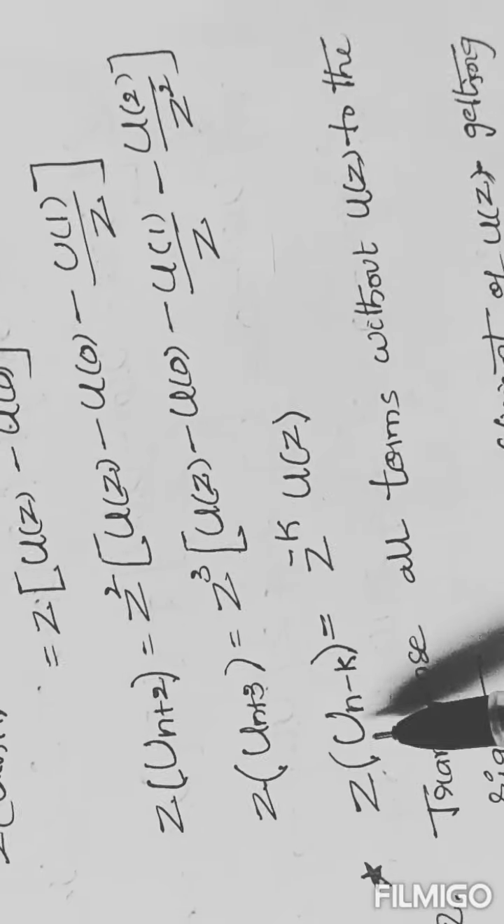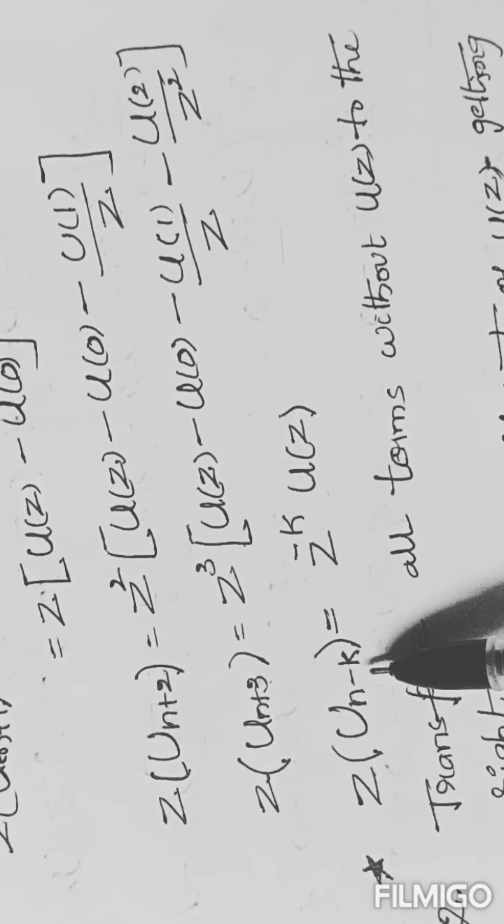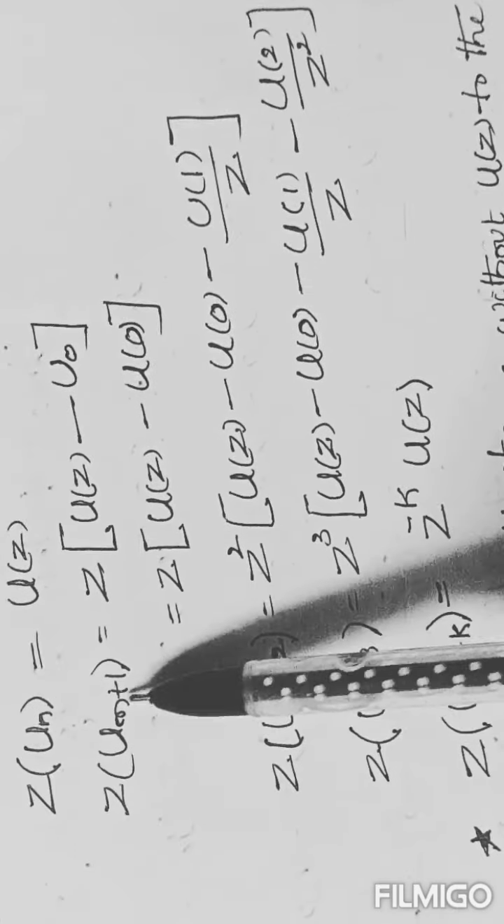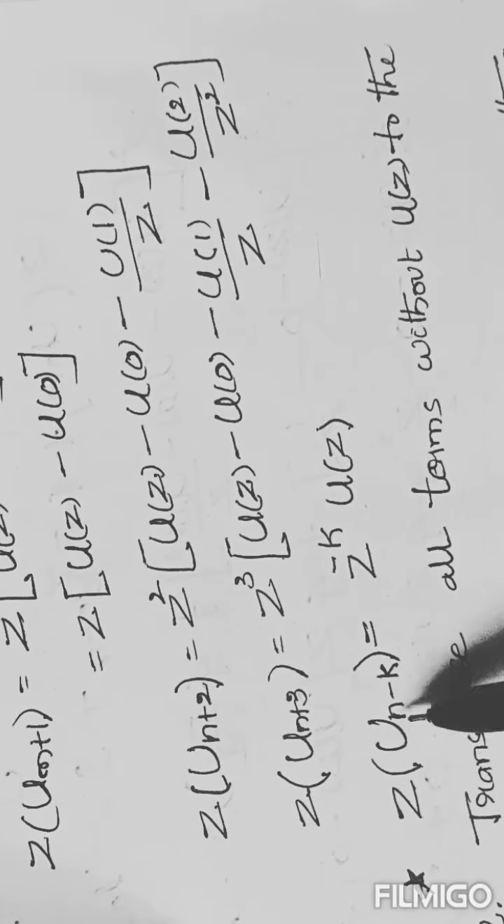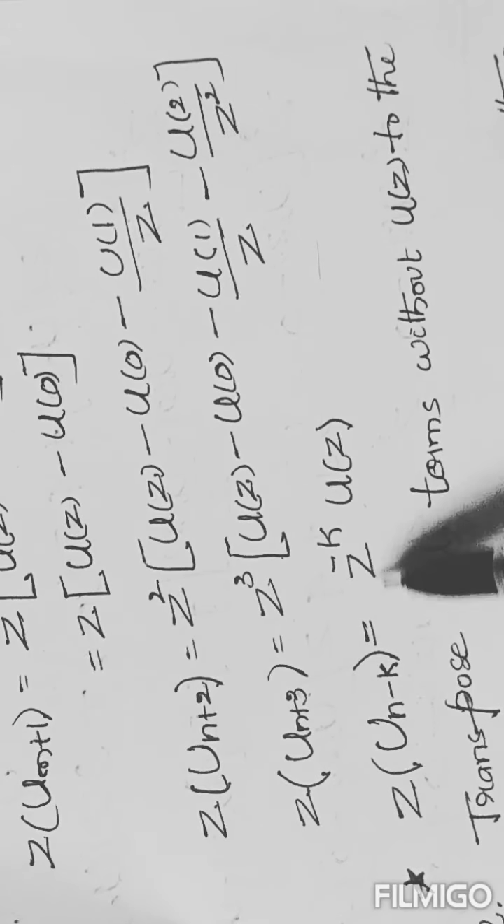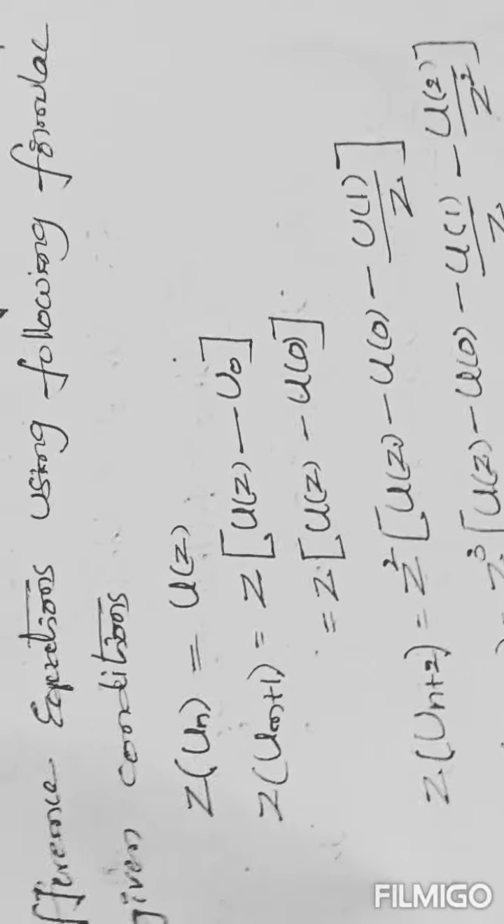Next, the function u shifted to the right, n minus k units. In this case, Z of u_{n-k}. The above formulas are all related to the left shifting rule. Here it is the right shifting rule: Z of u_{n-k} equals z to the power minus k times U(z). These are all the main useful formulas to solve the given difference equations.